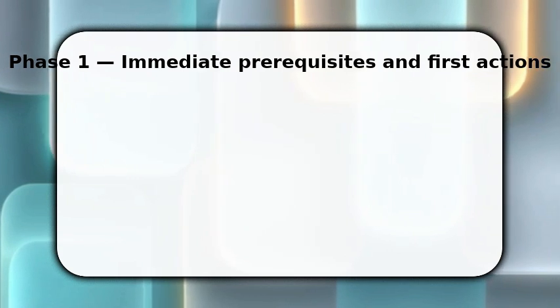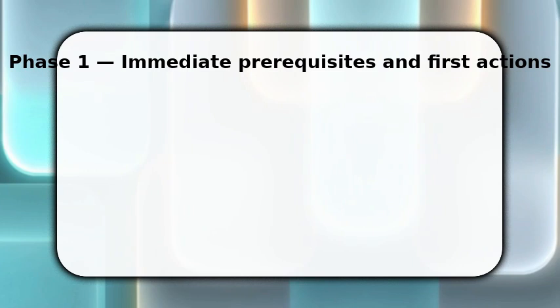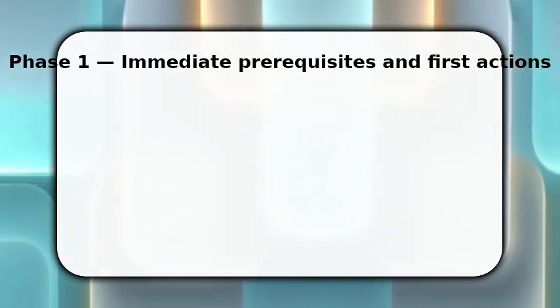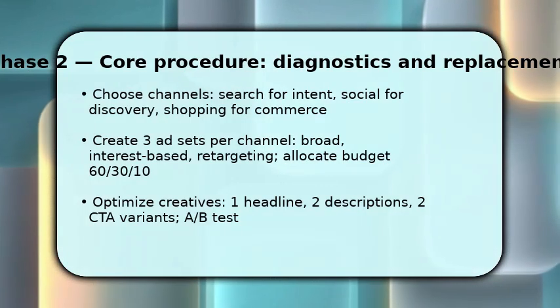Once done, organize product SKUs into clear categories and create a simple landing flow. This minimizes friction and lets you launch ads immediately, rather than wasting time on hypothetical setups. You should now build campaigns in parallel.